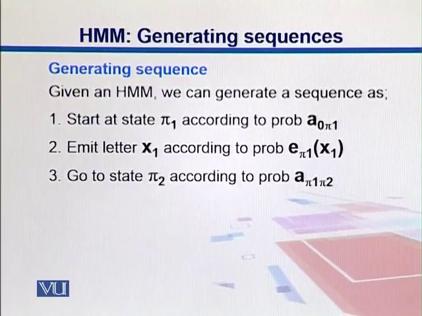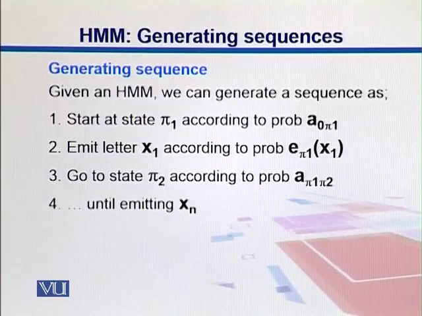We can go to state pi 2 according to the probability called the transition probability, pi 1 to pi 2. This is how the states change, for example from loaded to fair, or from coding to non-coding regions. That is the transition probability of moving from one state to another. We continue emitting till we see the last symbol xn.